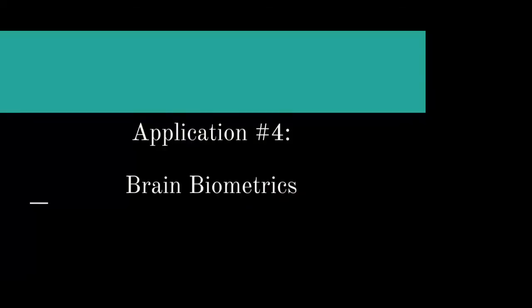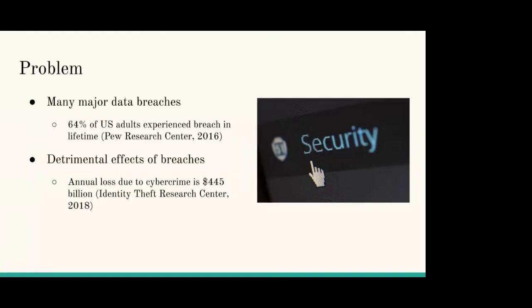Okay, and the fourth and final application I'm going to go over today is going to be brain biometrics. So basically the current problem is that data breaches are very prevalent. According to a Pew Research Center survey conducted in 2016, 64% of US adults have experienced a breach in their lifetime. And of course, these breaches can have detrimental effects. One research group found that the annual loss due to cybercrime is actually $445 billion per year.